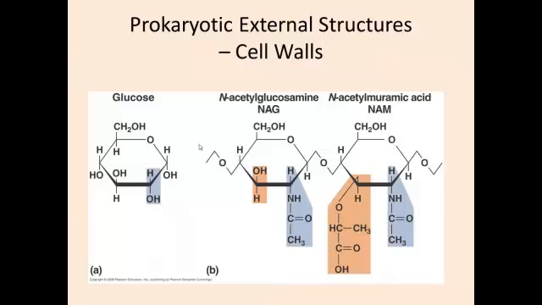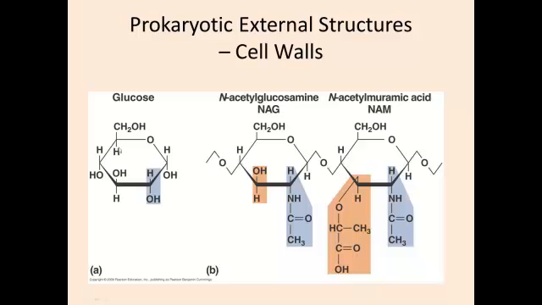Now on to cell walls. Cell walls provide shape to the cell and protection from the environment. Bacterial cell walls are composed of peptidoglycan, which is modified glucose units, as you see here, which are attached to short peptides. Get it? Peptido for the peptides and glycan for the modified glucose units.